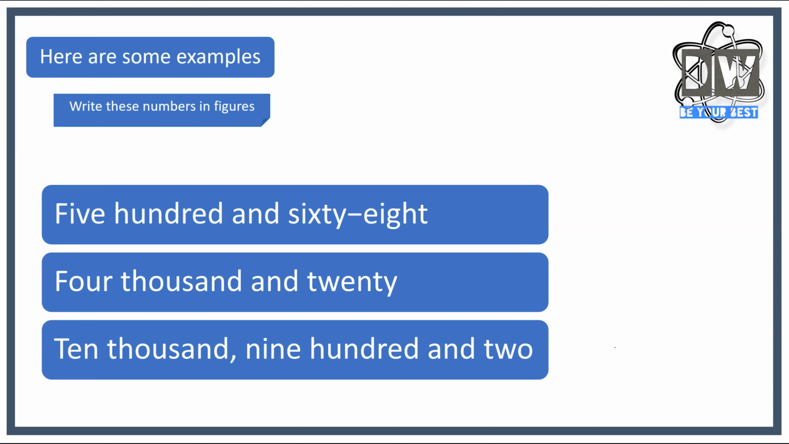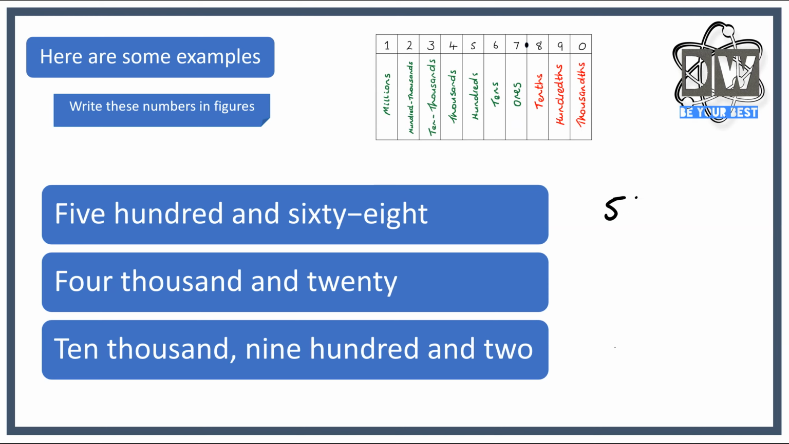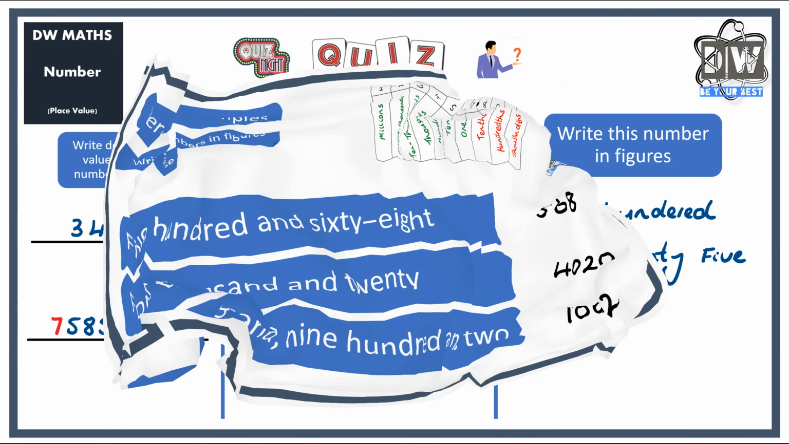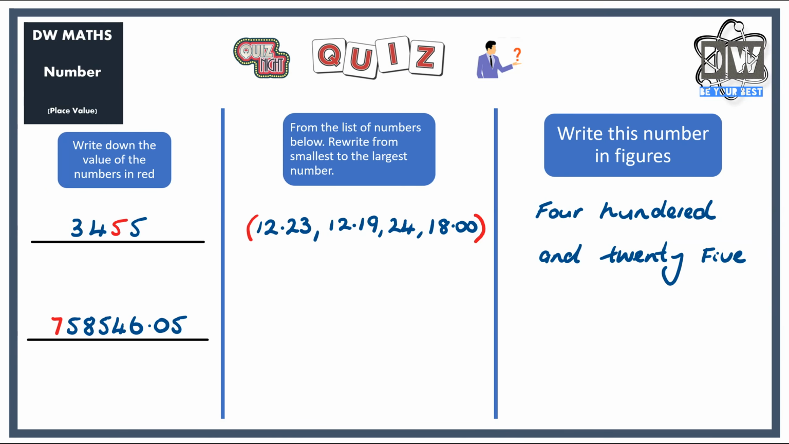So the first one would have been 568. So we could write that down as 568. The next one is 4,020. So it's 4,020. Then we've got 10,902. Hopefully you've done those really well, because it is now time for the quiz. We're taking all of the parts we're going to do and see if you know what you're doing now. So give it a go. Come back and see if you've got them all correct. I'm sure you will.